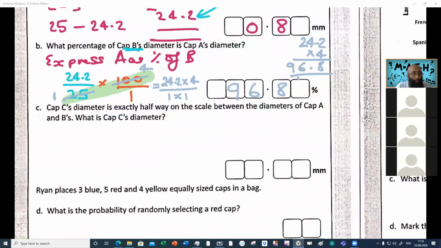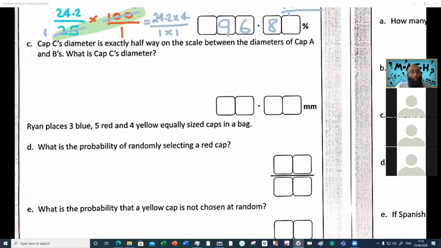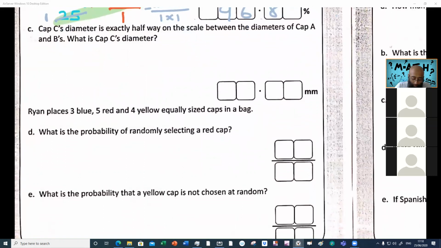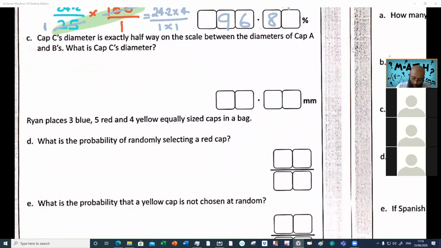Let's move on. Idris, read the next question, please. Go. Ryan places 3 blue, 5 red, and 4 yellow equally sized caps in a bag. Okay, stop there. Idris, read over here. You're in the wrong place. Over here, young man. Cap C's diameter is exactly halfway on the scale between the diameter of cap A and cap B's. What is cap C's diameter?